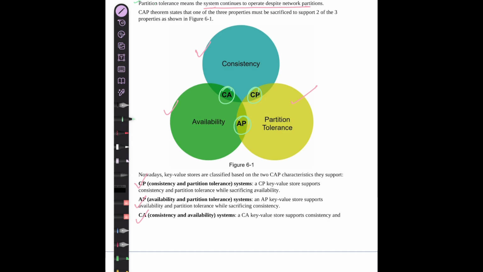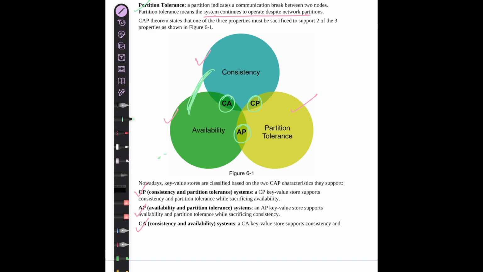When I talk about a CA system, this is a very ideal system. Why do I say that? Because network failures are essentially unavoidable. It is not possible that there won't be any network failure and no node will go down. So availability is an ideal thing to talk about. But when we talk about CP, CA, AP, this essentially means a combination of these two.